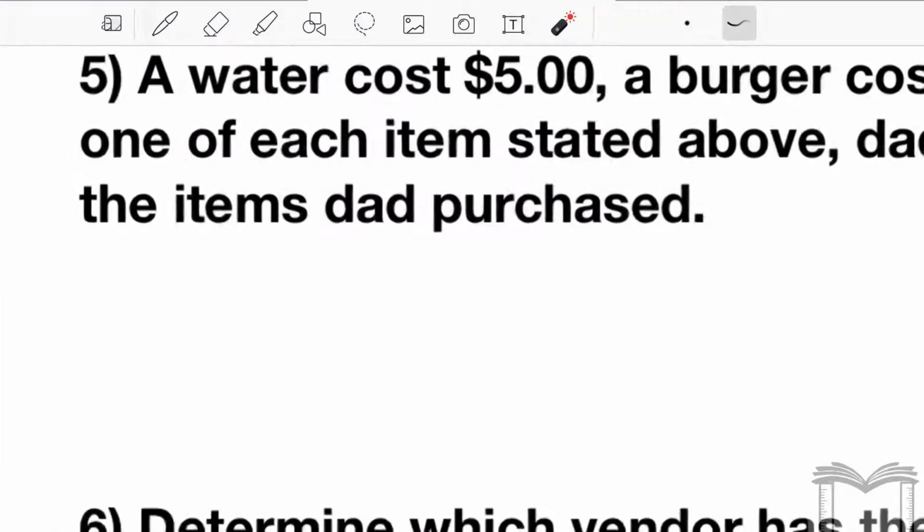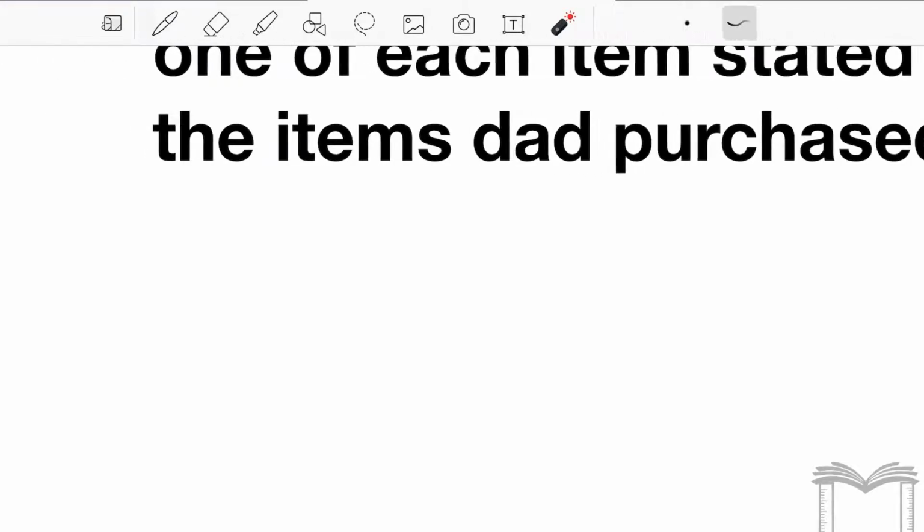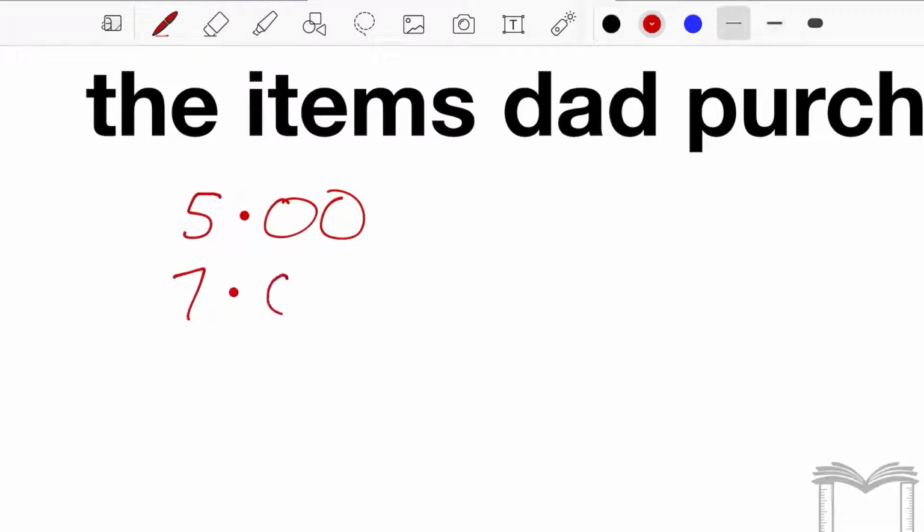So here is my approach to this question. They said that one of each item, at least one of each item was bought. So we must add one of each item to start. So the water was $5. The juice, $7. And the burger, $22.